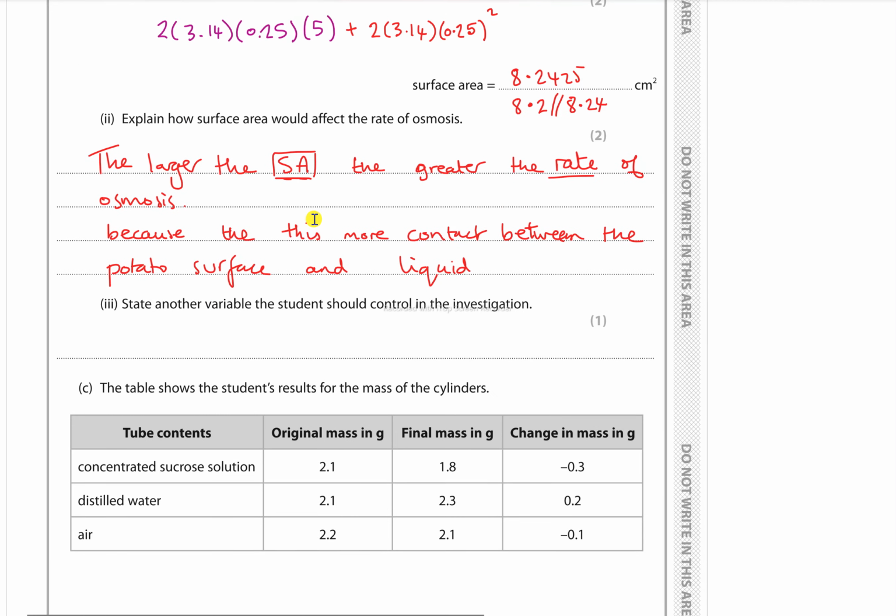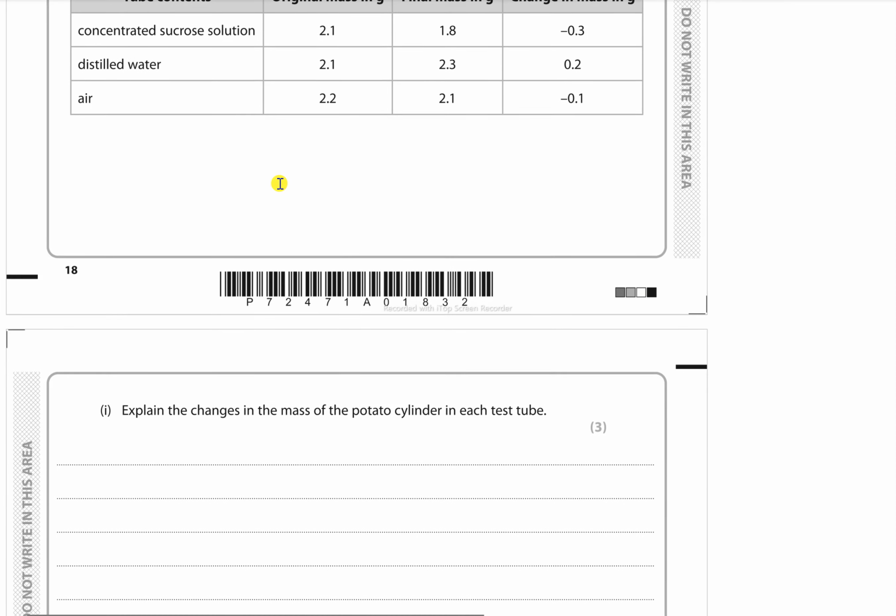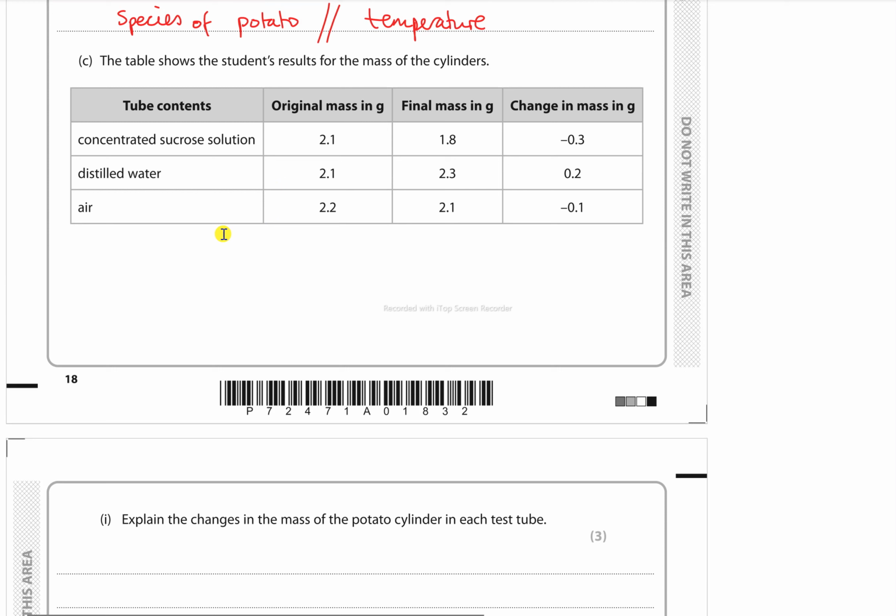Another variable, control variable. So we're looking at a control variable. The type of potato species or potato, because they might have a different structure. Temperature also affects it. Temperature. Okay, so now here is right. Okay, so we've now got the original mass was the same. The final mass in the concentrated solution has gone down.